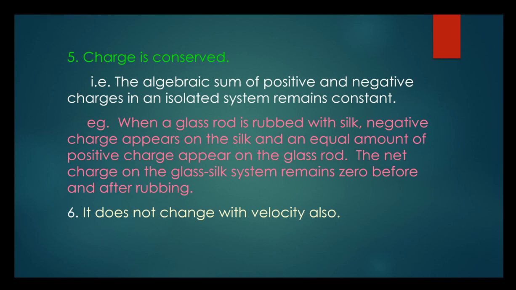The next point is that charge does not change with velocity. Why is this important? Because similar to charge, we have another property of matter called mass, and mass we know is relativistic in nature. So if we move a body having mass with some high velocity, its mass changes relativistically. But when we move a charge with the same velocity, we don't see any change in the amount of charge on the body, and hence we conclude that charge does not change with velocity. That is, charge is non-relativistic in nature.